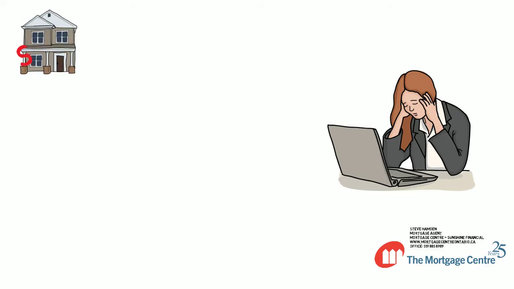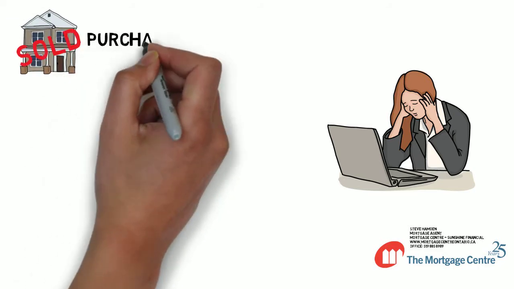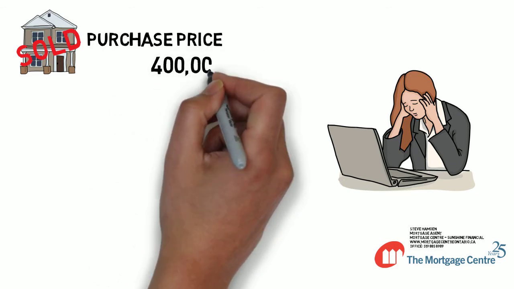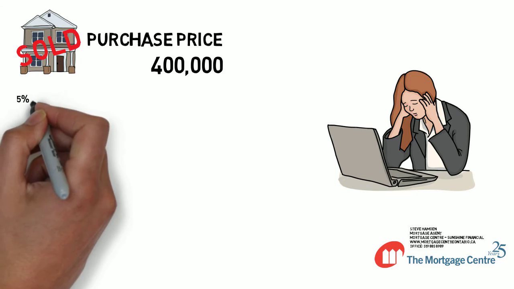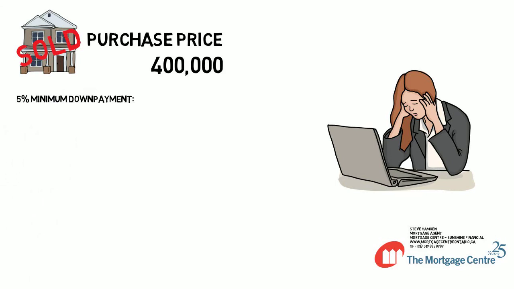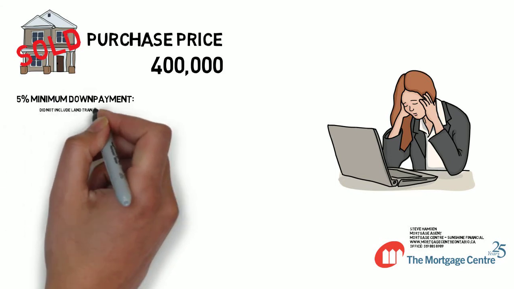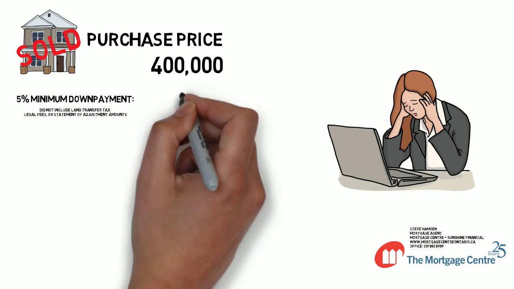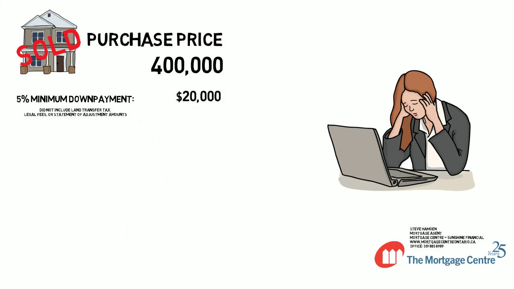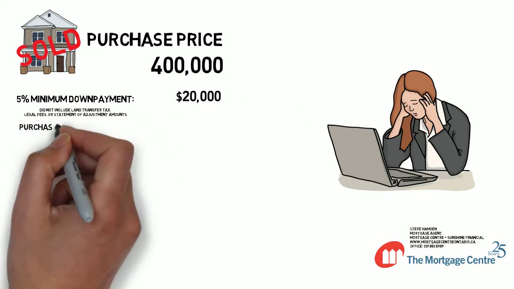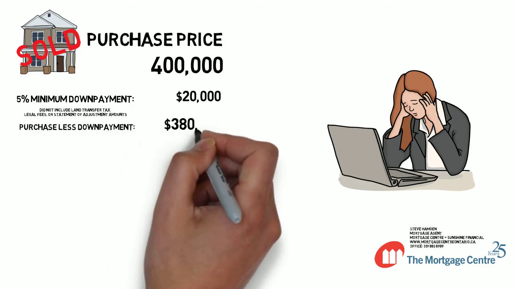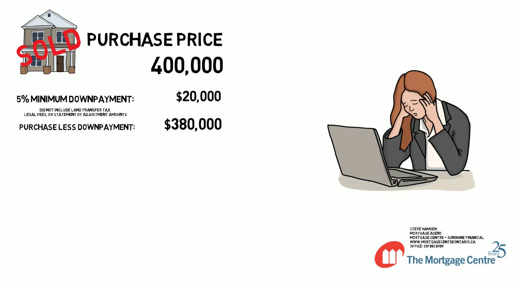To figure out how that does affect your buying power, we're first going to look at calculating a monthly payment. If you have a mortgage of say $400,000, you put a minimum down payment of $20,000. We're not going to talk anything about legal fees, land transfer tax, or statement adjustment, trust account stuff. We're just going to talk about the mortgage itself. So 400 minus 20 gives us a purchase less down payment of $380,000 required to be financed.